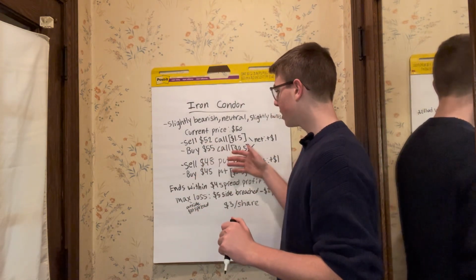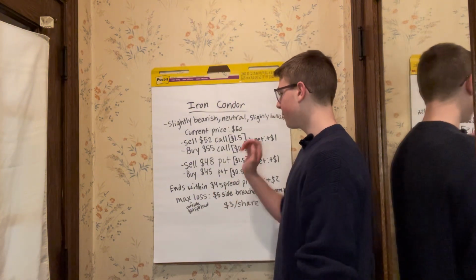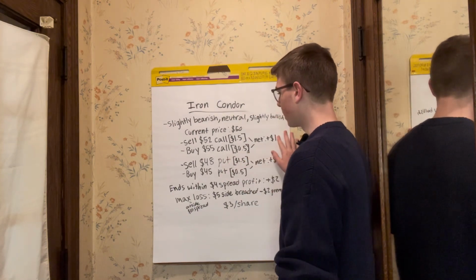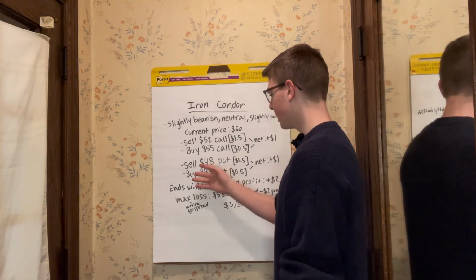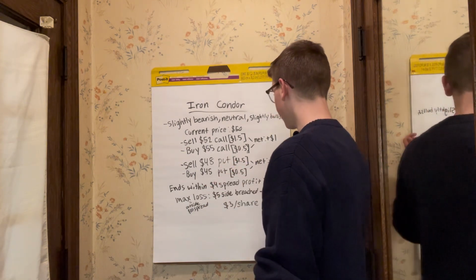So you're going to sell a $52 call. It would be like 52.5, but we're going to say 52. Buy a $55 call. Of course, the $55 call is going to be worth less. So really you make a net $1 profit. We're just going with that. And then here with the puts, it's the same thing. Sell 48, buy 45. You get net $1.